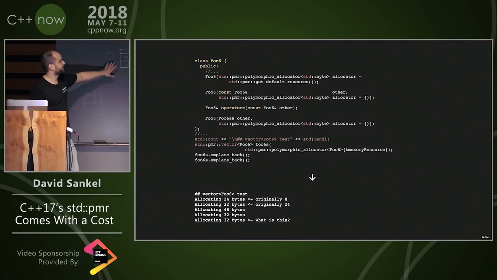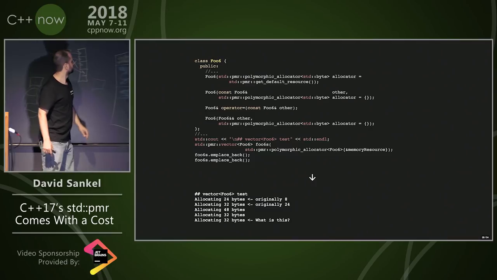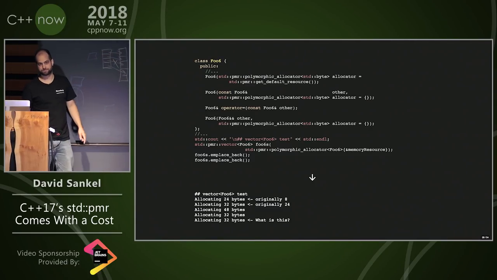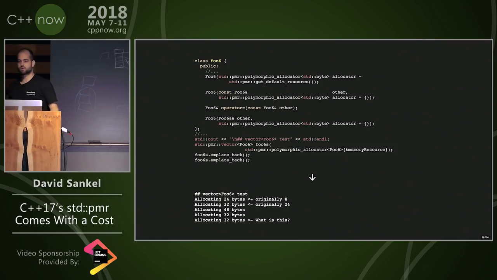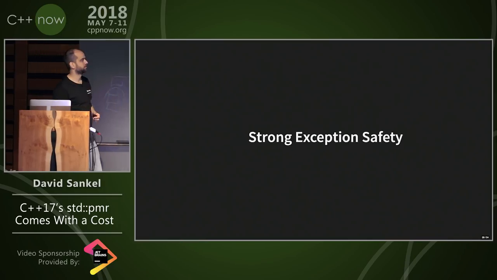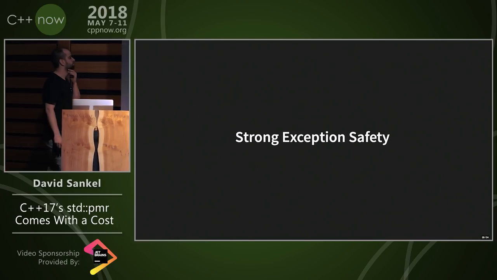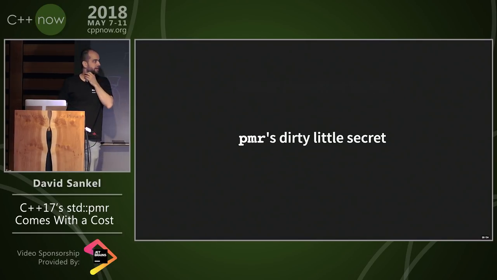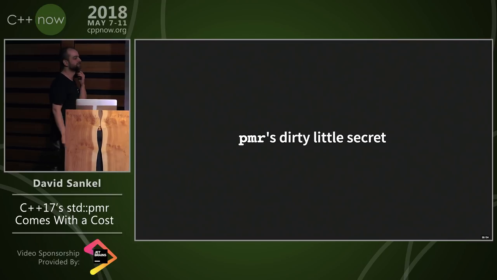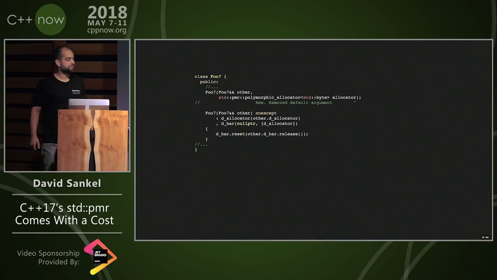So basically what's happening is vector is seeing, oh, the move constructor is not noexcept. So rather than move these things over, I'm going to just go ahead and copy them, which defeats the whole purpose of move and noexcept. So strong exception safety. That's a problem. And that brings us to PMR's dirty little secret. And that's this.